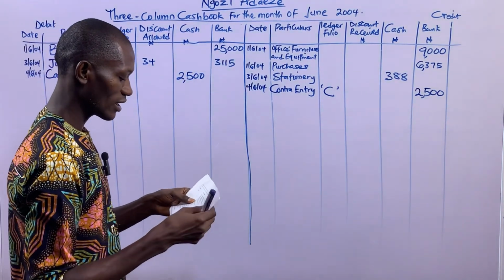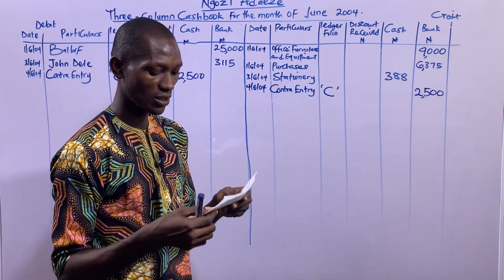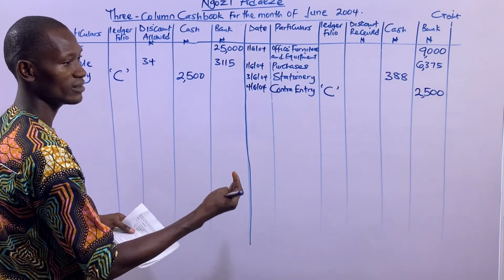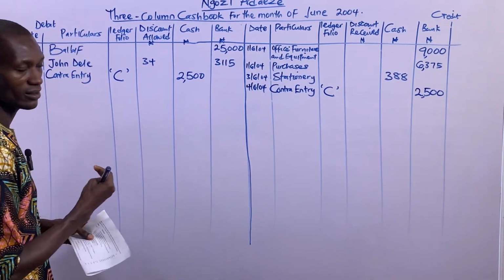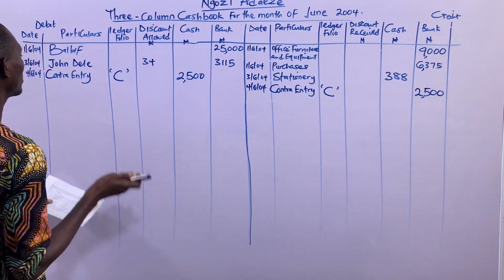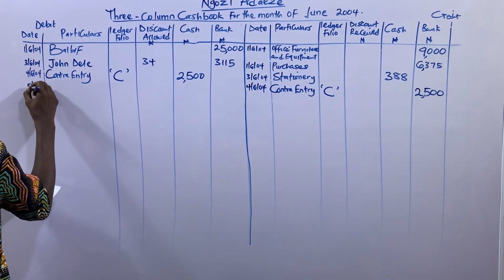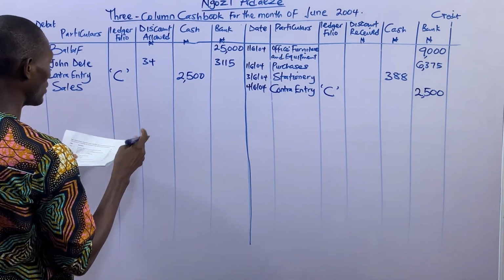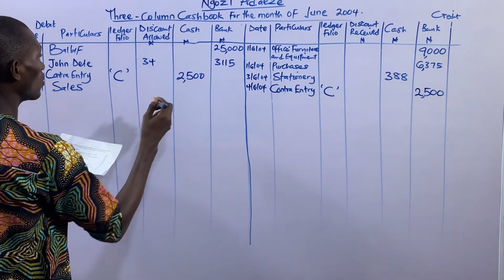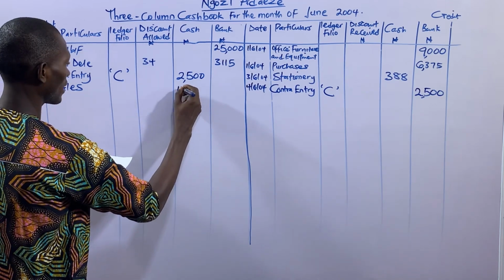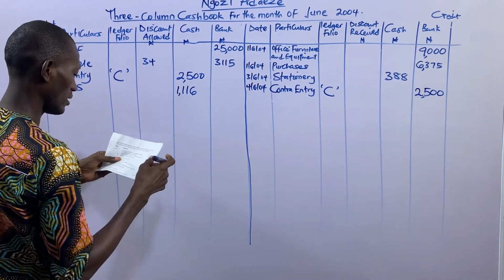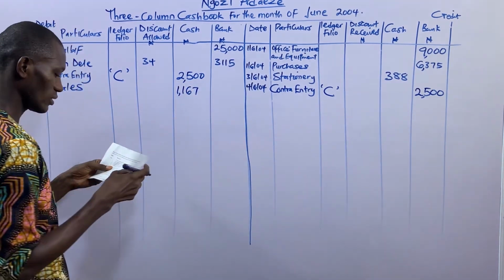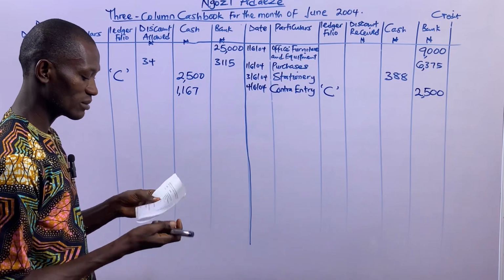Then the next, cash sales, that's June 5, cash sales. Ngozi is receiving now because sales means she sold and she receives money. So the cash book will be debited. The date is 5/6/04. The particular is going to be sales. Since it is cash, it's going to be under cash. That's 1,167.